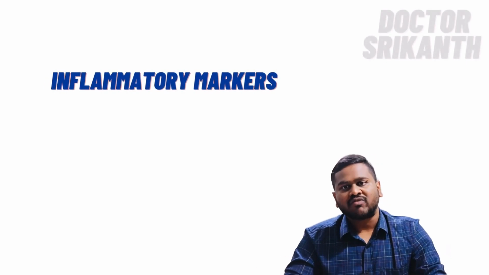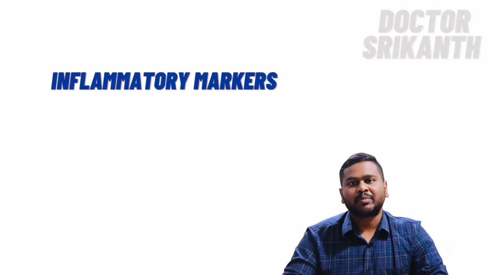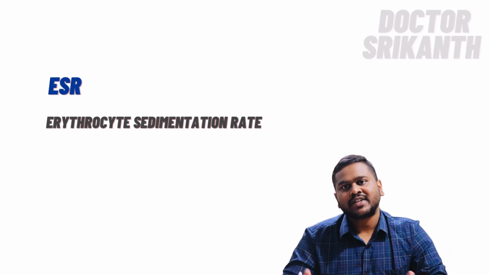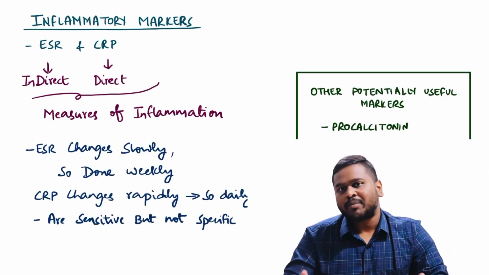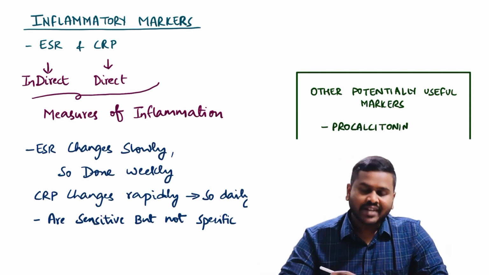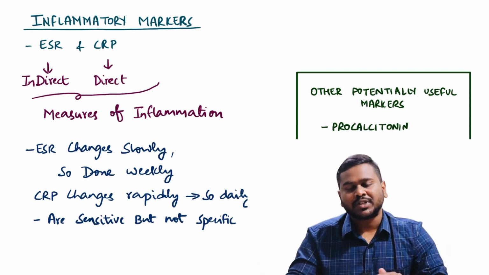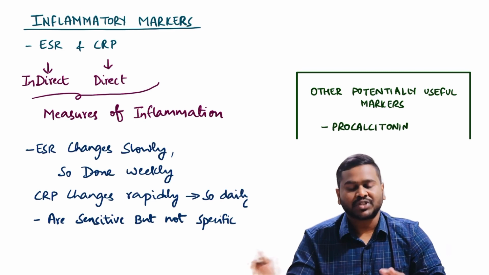Small note on inflammatory markers ESR and CRP. ESR is erythrocyte sedimentation rate and CRP is C-reactive protein. Both are measures of inflammation. ESR is an indirect measure of inflammation and CRP is a direct measure of inflammation.